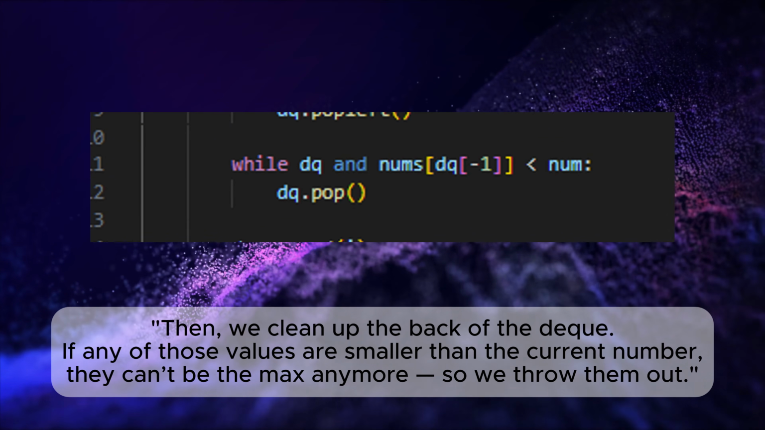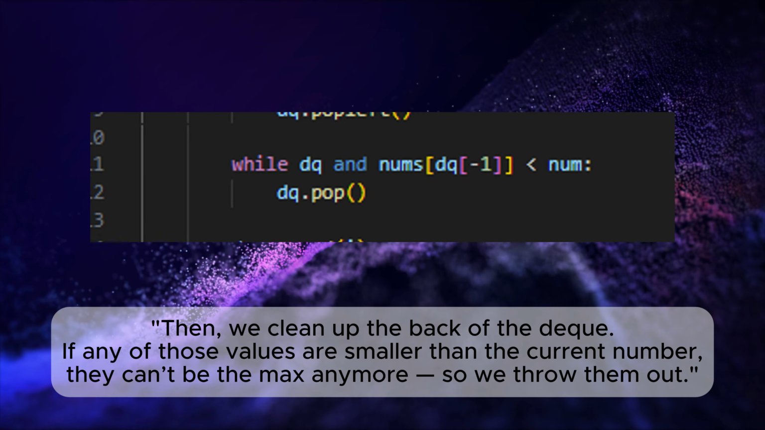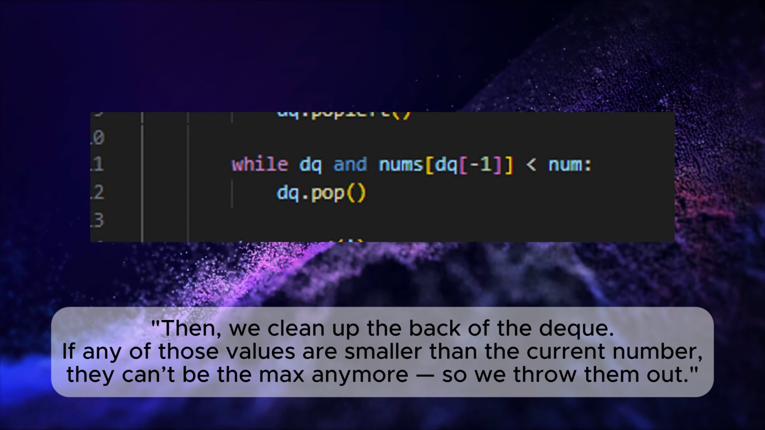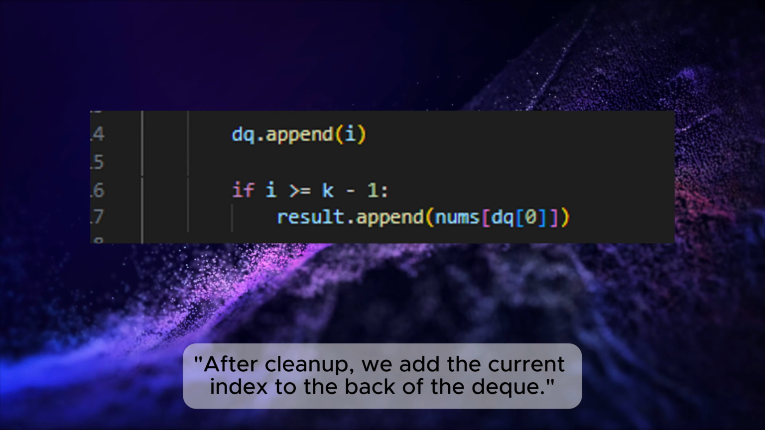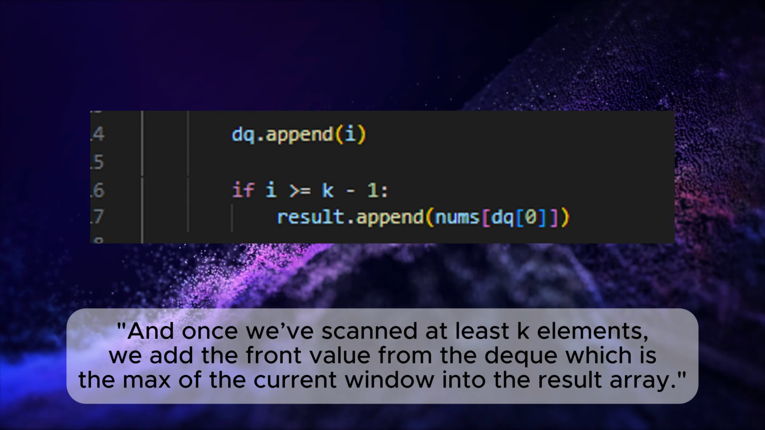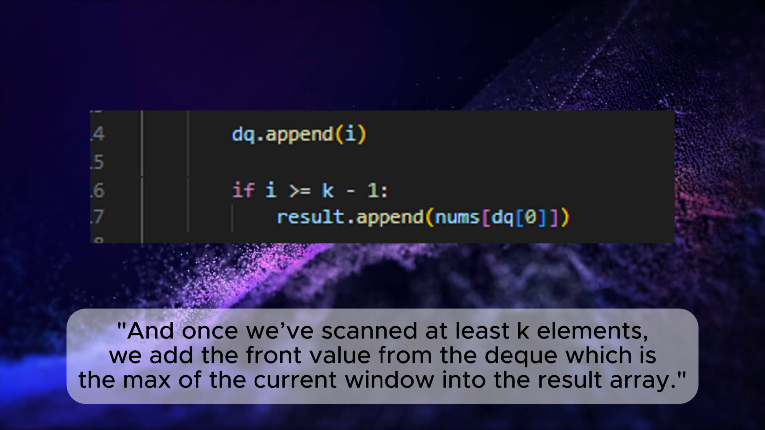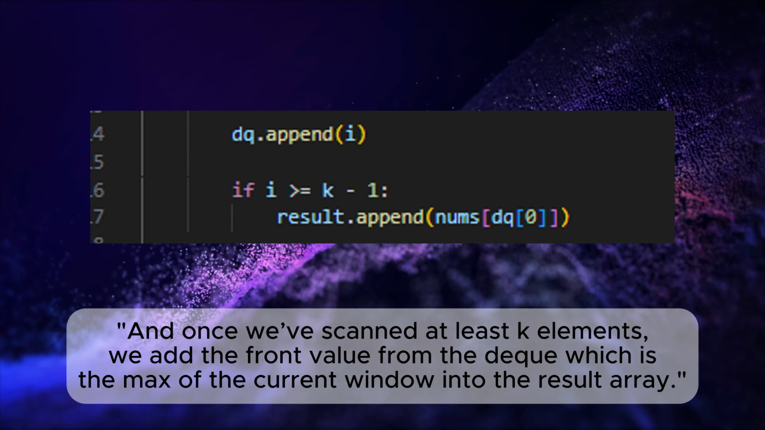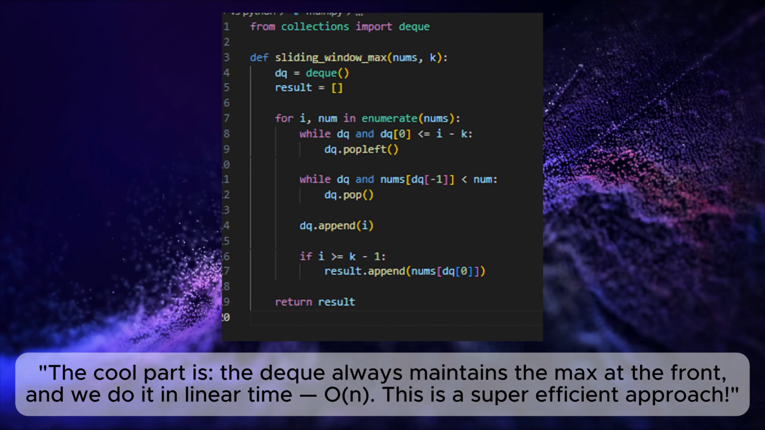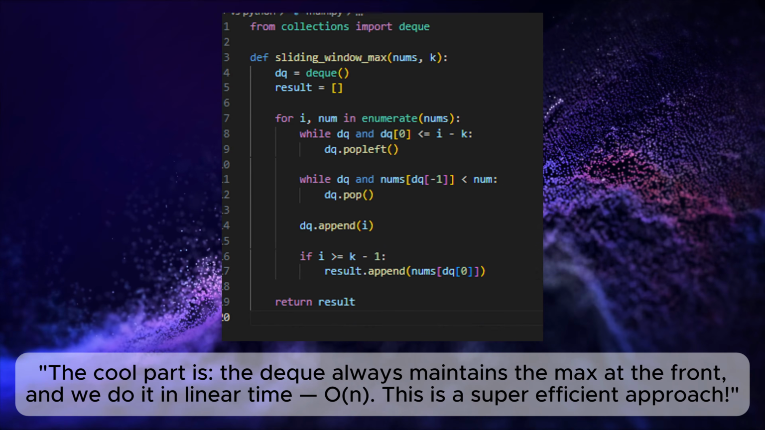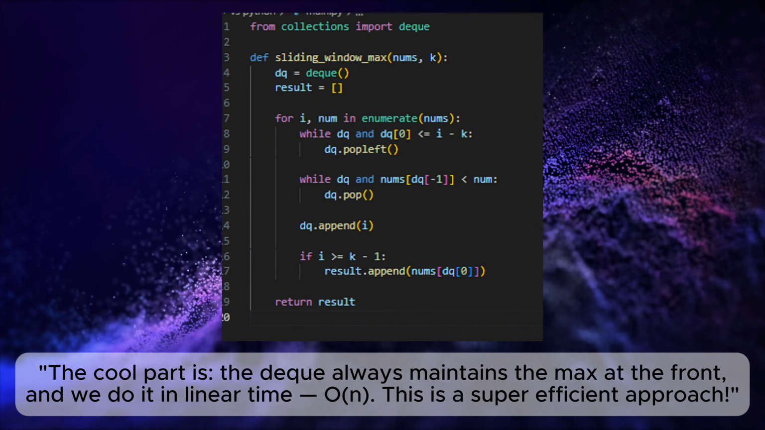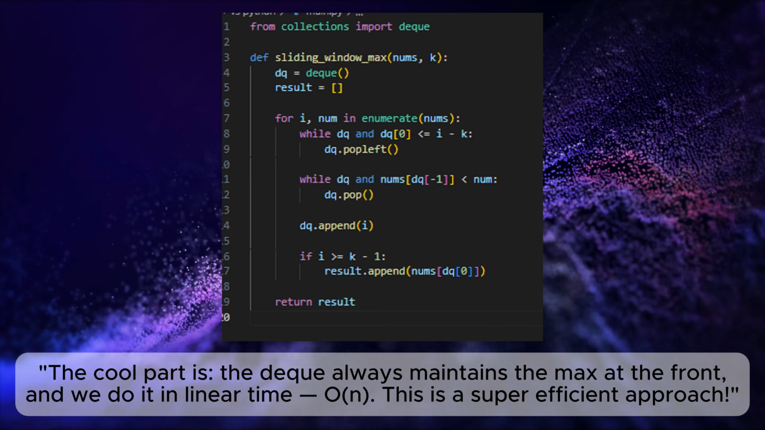That is, if it's i - k or smaller, and we remove it. Then, we clean up the back of the deque. If any of those values are smaller than the current number, they can't be the max anymore, so we throw them out. After cleanup, we add the current index to the back of the deque. And once we've scanned at least k elements, we add the front value from the deque, which is the max of the current window, into the result array. The cool part is, the deque always maintains the max at the front, and we do it in linear time, O(n). This is a super efficient approach.